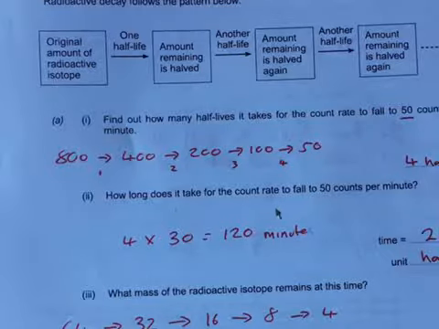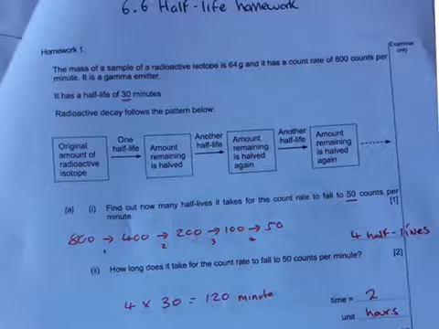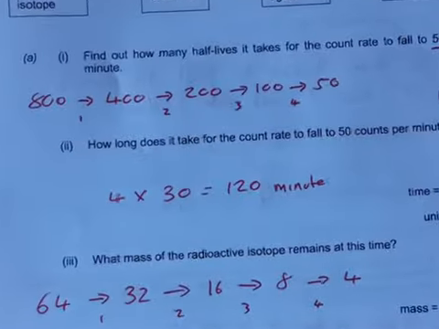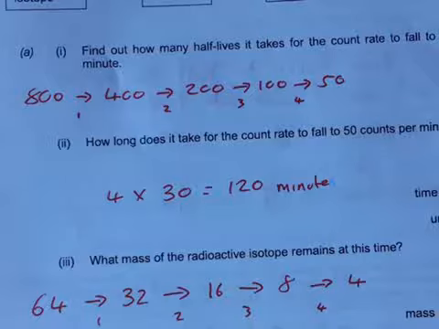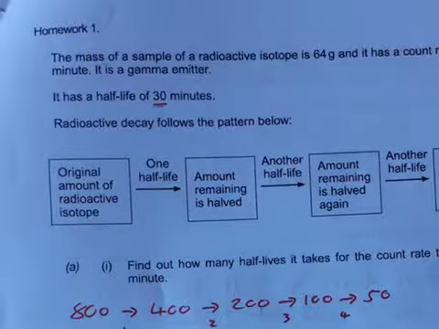How long does it take for the count rate to fall to 50 counts per minute? Well, it says here that it's 30 minutes. So we just times 4 by 30 there, and we get 120 minutes. That's the time, because you've got 4 half-lives, a half-life each worth 30 minutes. It says it there.